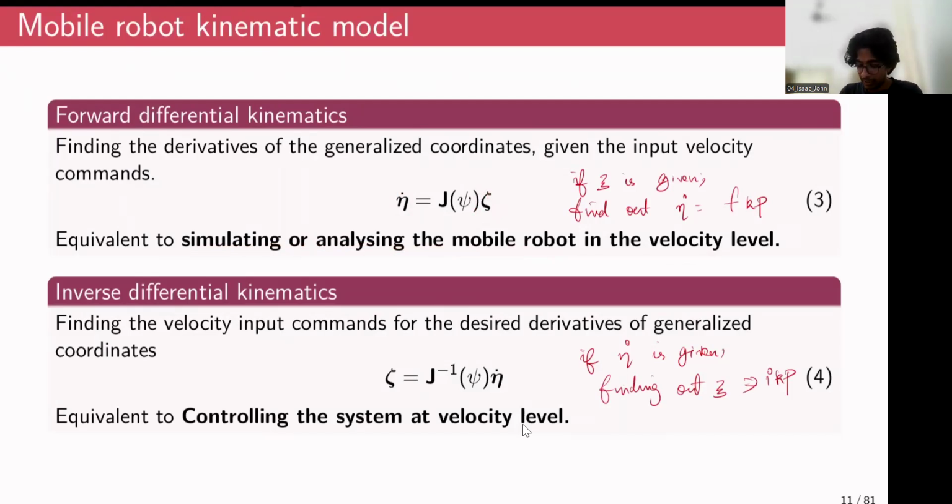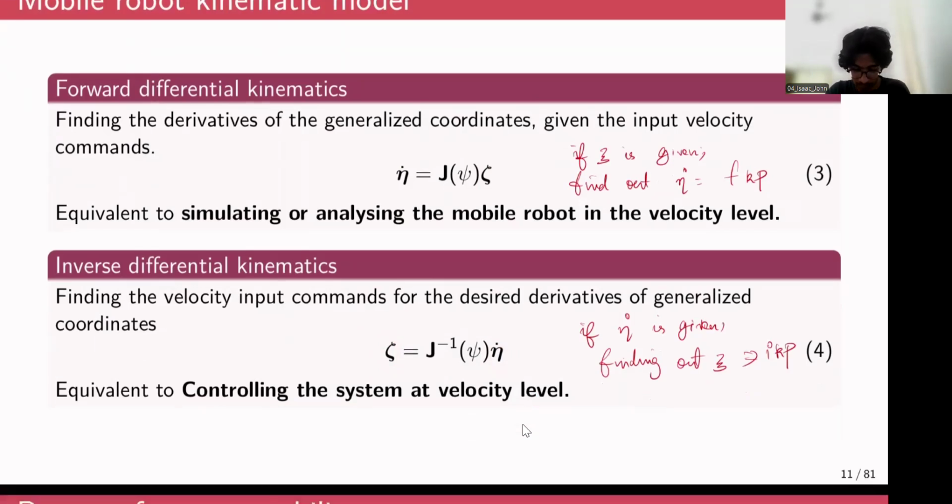But the other way, if this is how we want the robot to move, which is defined by this eta dot vector, what should be the control input that we should be giving? So that's defined by this problem, right? For any desired movement, what should be the control input, zeta? So this inverse kinematic problem is equivalent to controlling the robot at the velocity level.